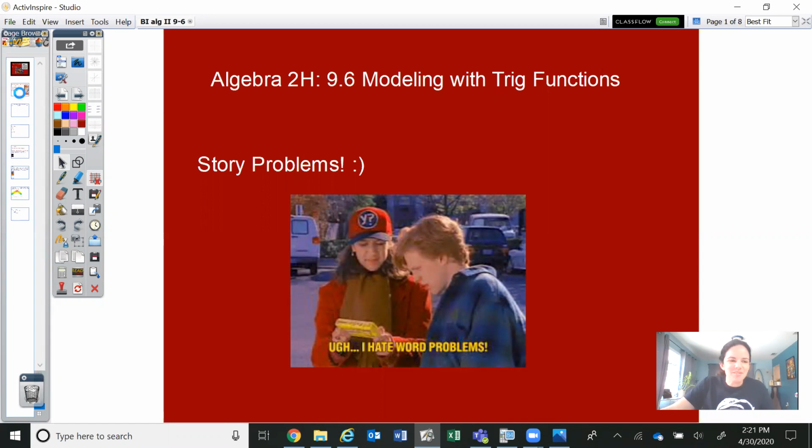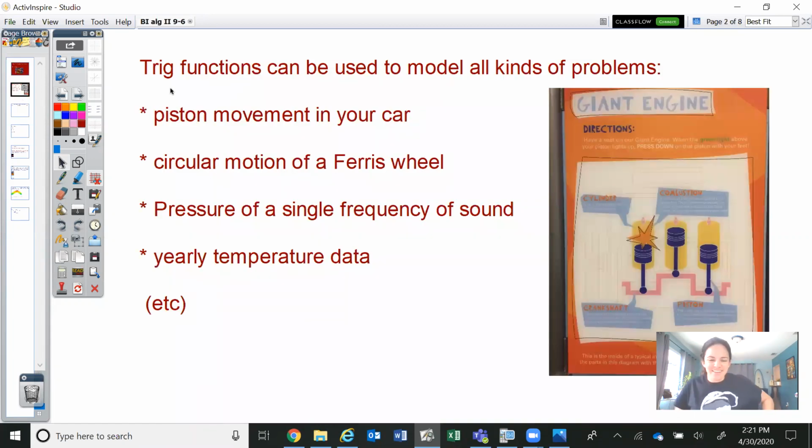The trig story problems are actually quite a lot of fun, I think, and so I hope that you'll enjoy them as well. Trig functions can be used to model all kinds of problems.